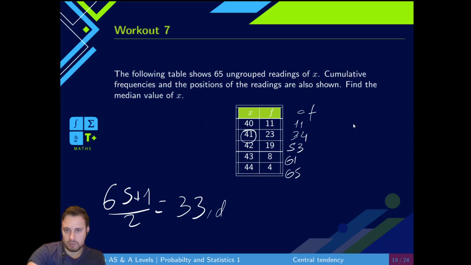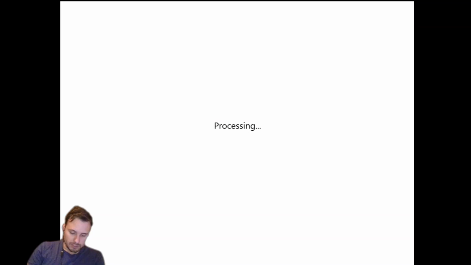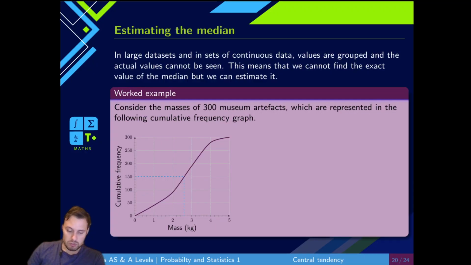So this is something that we can do when knowing the frequency. When knowing the frequencies, we can go to the n plus 1 over 2 value, and look up the first value that is greater than the value that we're looking for, and that would be the value for the median.